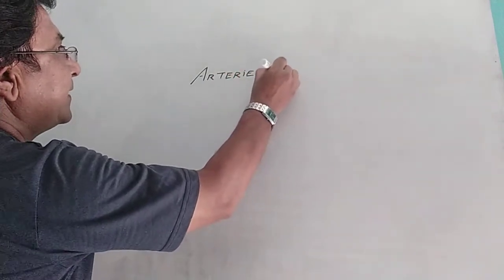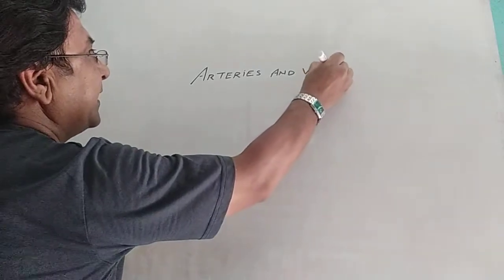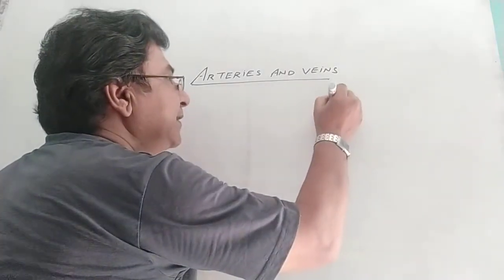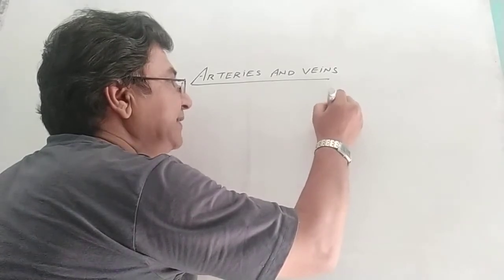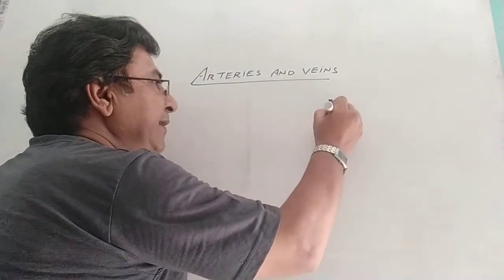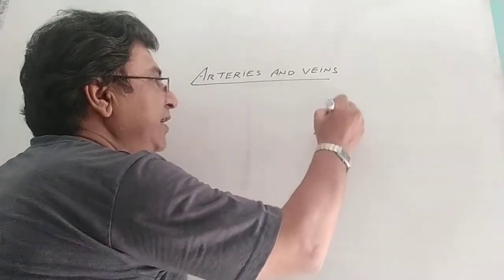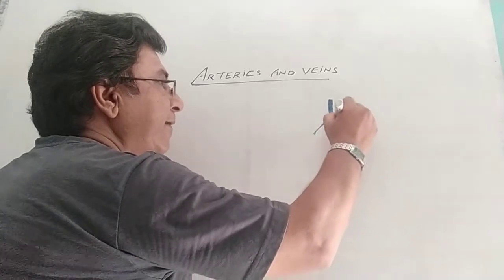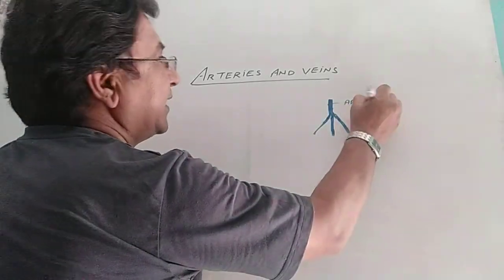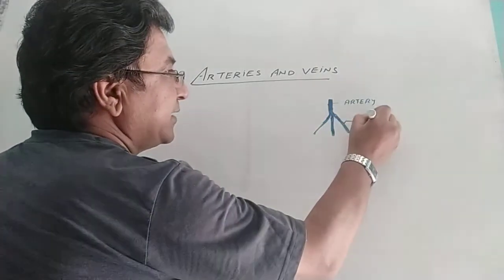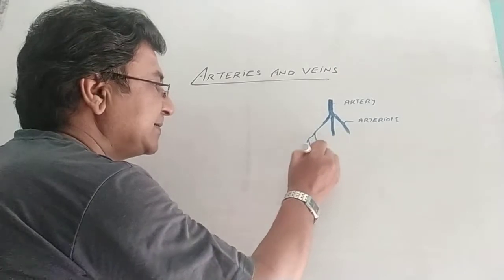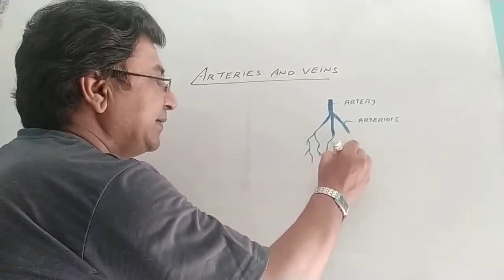Arteries and veins. In our body, first of all, you have to remember, there is a network of arteries and veins. They are also interconnected in many parts. But if we see an artery, it splits up into arterioles. This is the main artery, the aorta, and then it splits up into arterioles. And these arterioles then split up into a network of capillaries which extend throughout the body and get embedded inside the muscles.